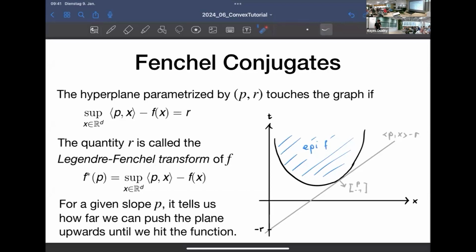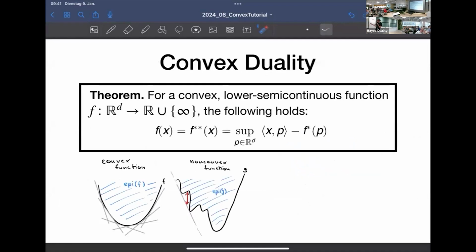So how can we use that now to always write our function as a maximum over linear functions? There's this nice theorem which says if my function is convex and continuous, or it's enough to be lower semi-continuous, then the following always holds. The function itself is the same as applying this transform twice. And then just by definition, we can write our f of x as a supremum over p of xp minus f star of p. So if you're able to compute f star of p, you will always be able to write your function as a maximum over linear functions. And this only holds in the convex case.